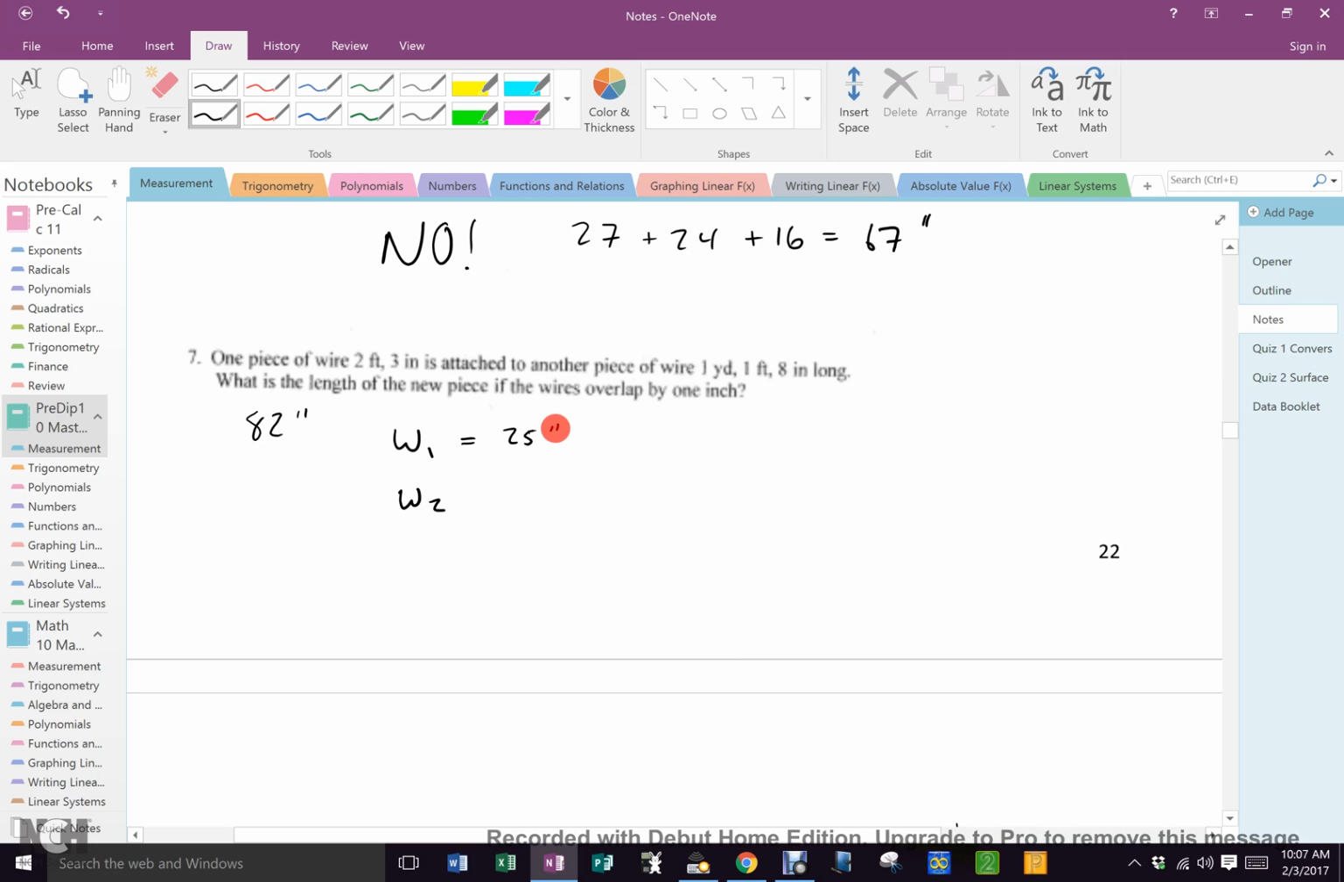25 inches, yeah? 27 inches. How long is wire 2? 56 inches. So when you put them together, you would get 83, right? But they overlap by 1, so you got to pull one back by 1 inch, right? Everybody good? This is what it looks like. 27, 56, but this is really 26, right?